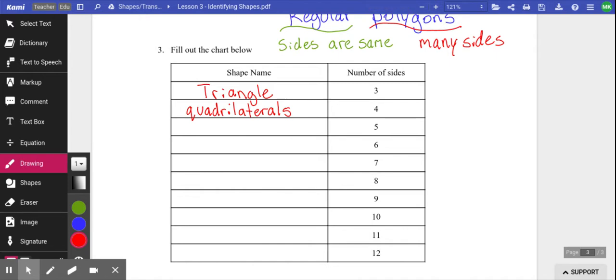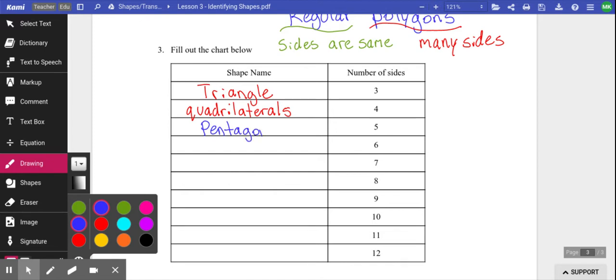Okay, now the ones that people usually don't know. A 5-sided shape is called a pentagon. A 6-sided shape is called a hexagon. A 7-sided shape is called a heptagon. An 8-sided shape is called an octagon. I like to think octo as like octopus. Octopuses have 8 legs.